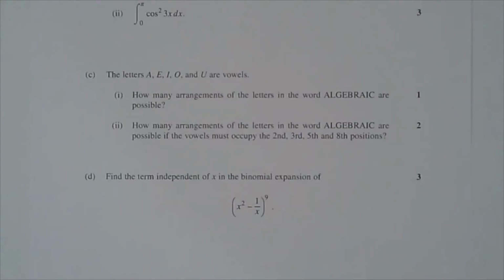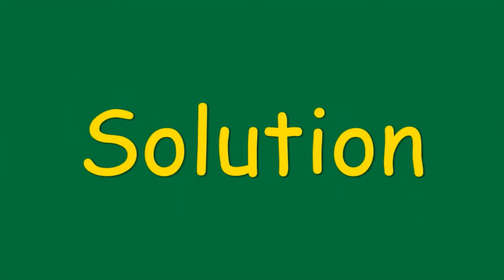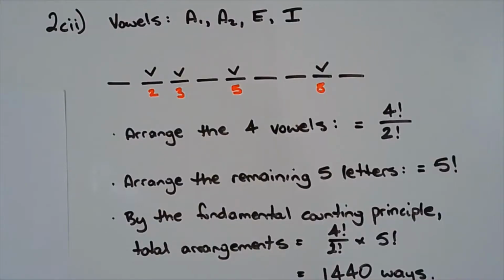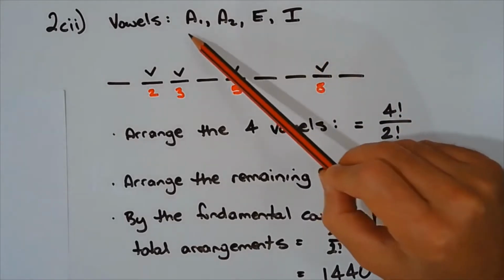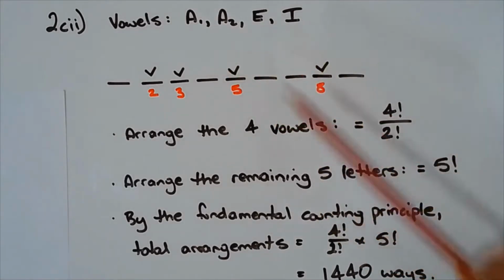Part 2. How many arrangements of the letters in the word algebraic are possible if the vowels must occupy the 2nd, 3rd, 5th, and 8th positions? Just like part 1, we're dealing with an ordered arrangement or a permutation, not a combination. Now the word algebraic contains 4 vowels, of which one of them repeat, the letter A. And I've called them A1, A2, E, and I.